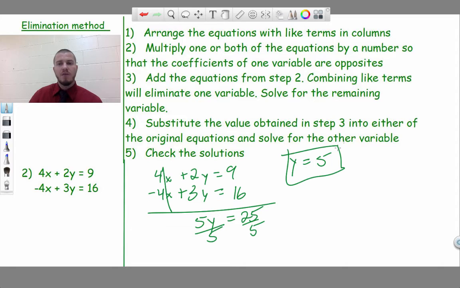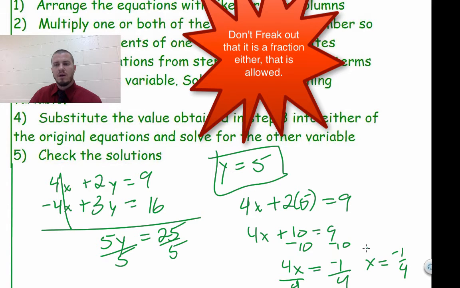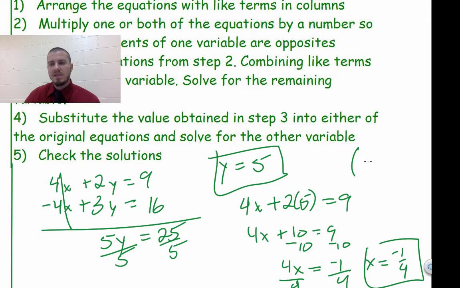I got one variable. I'm looking for the other one. I go back to one of these, it doesn't matter which one, and plug it in. 4 times x plus 2 times 5 equals 9. 4x plus 10 equals 9. Subtract 10. 4x is equal to negative 1. Divide by 4. And x is equal to negative 1/4. Don't leave them separated. Put them together as a coordinate. My point is negative 1/4, positive 5.